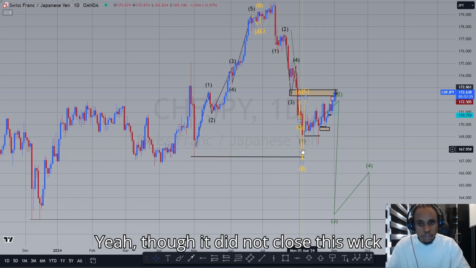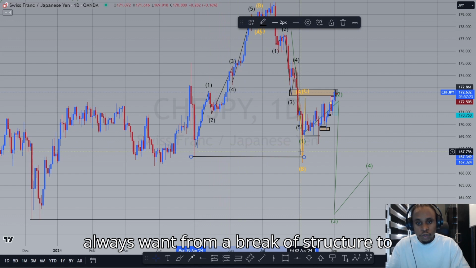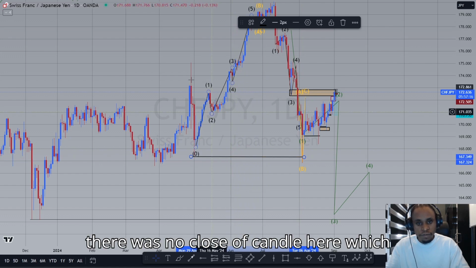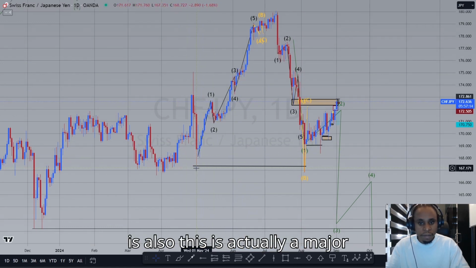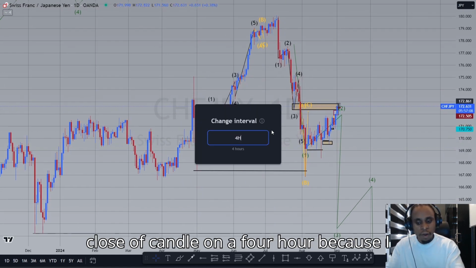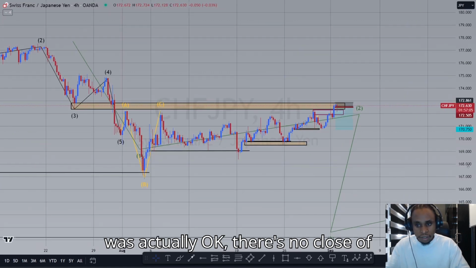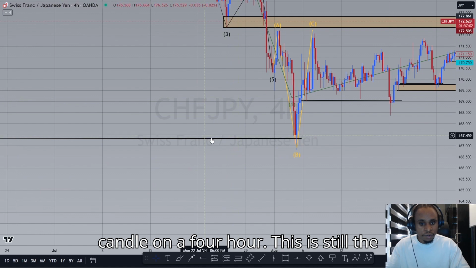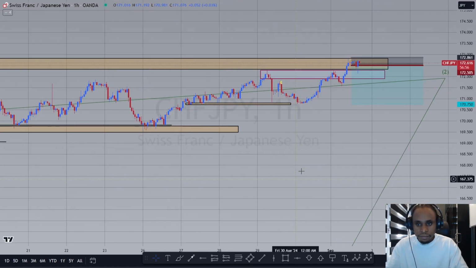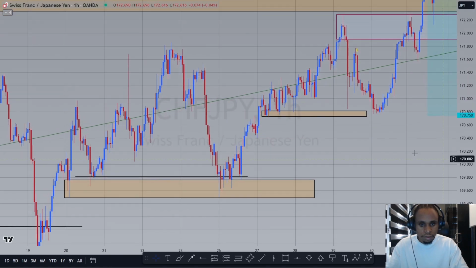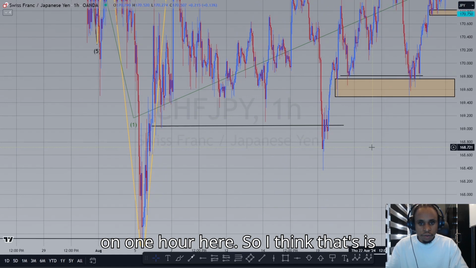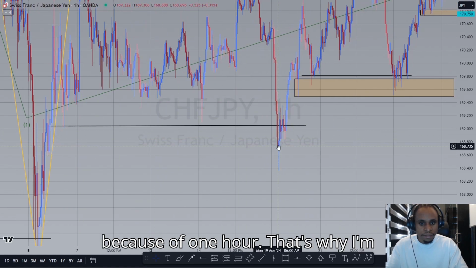Though it did not close this week, did not close below this. Actually, I always want a break of structure to happen by the close of the candle, but there was no close of candle here, which is also a major structure though. I think there's a close of candle on a 4 hour, okay, no, there's no close of candle on a 4 hour. This is still the line here. Let's see if there was a close on 1 hour. Yeah, there was a close on 1 hour here. So I think that's because of 1 hour. That's why I'm selling it.